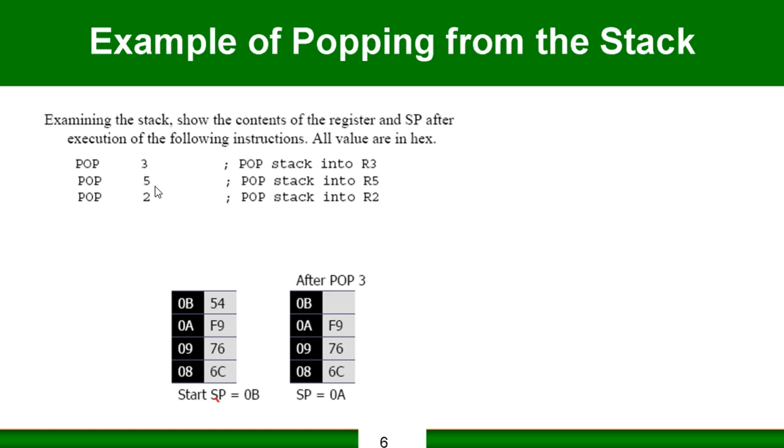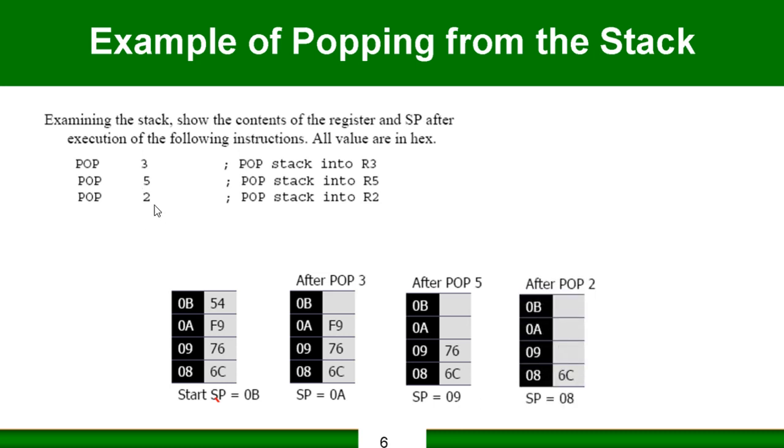After execution of the POP 5 instruction, the value present at the stack pointer's address is provided. After POP 5, the value present at location A, which was F9, is provided to the R5 register, and the stack pointer has been decremented by 1. Previously it was 10, now it is 9. After this, when the POP 2 instruction is performed, the value present at the stack pointer address is provided to the R2 register. So now the stack pointer is at 8, which indicates that if the next value is pushed, it would be placed on 9, and if the next pop is performed, the value to be provided is present on the 8th location.